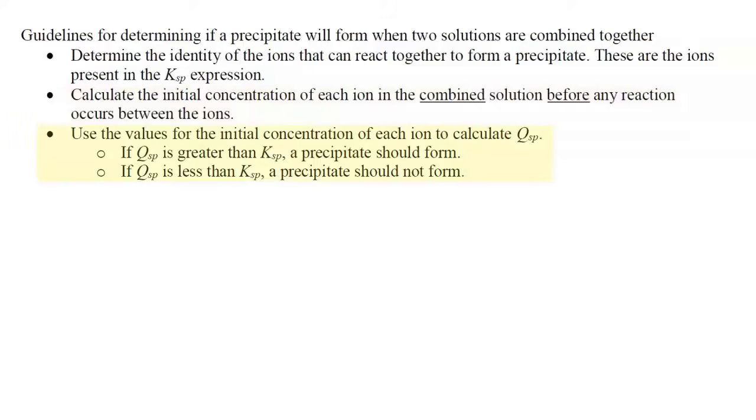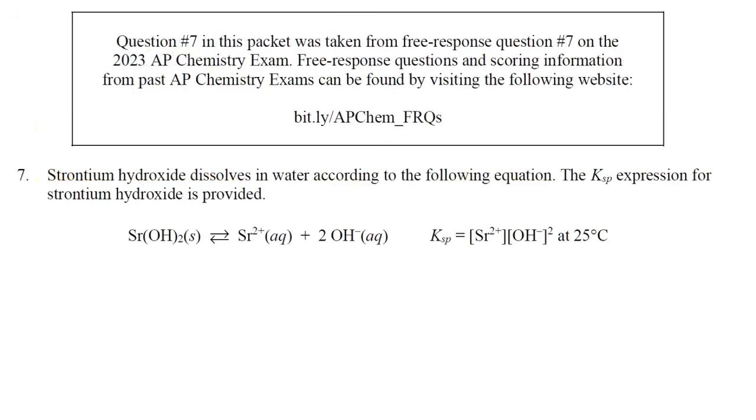And if Q is greater than KSP, then yes, a precipitate will form. And if Q is less than KSP, then no, a precipitate will not form. All right, now let's take a look at our next question in this packet.